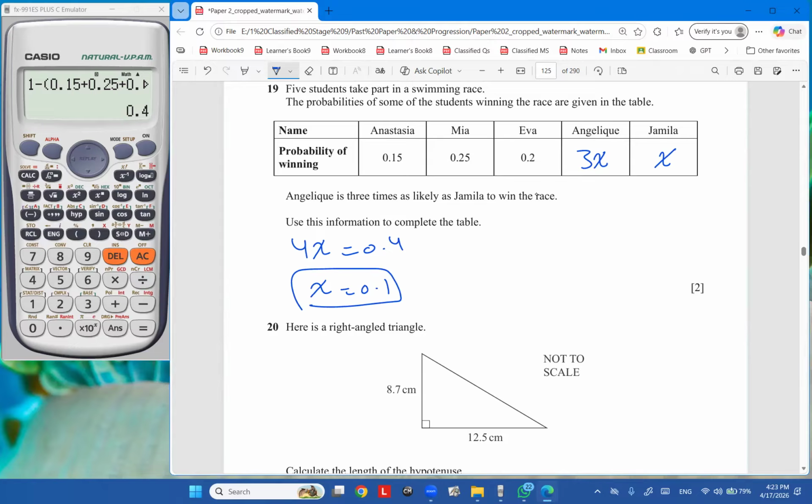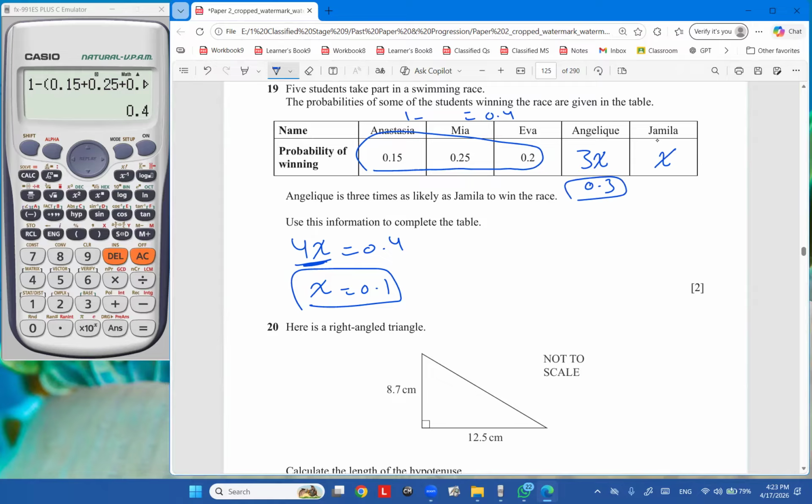Now I'm going to repeat the last part that I did. We know that Angelique is 3 times as much as Jamila. So this is 3x, this is x. Both of them add up to what? 0.4. Where did we get the 0.4 from? 1 minus all of this. So 3x and x together give you 0.4. Finding x is 0.1. So what is Angelique? It is 3 times 0.1, so it is 0.3.